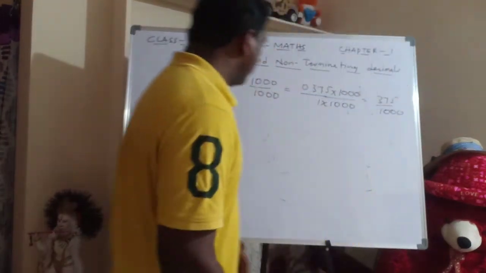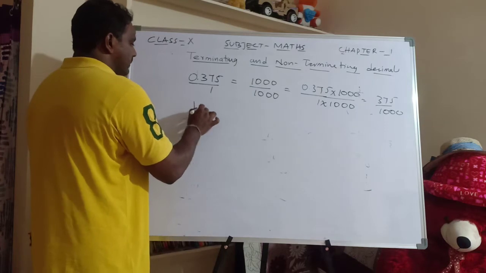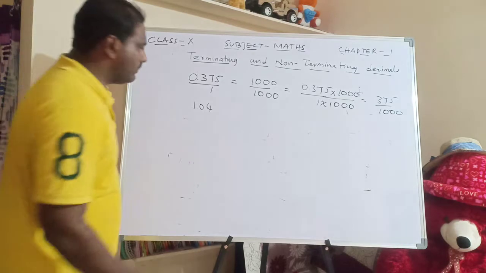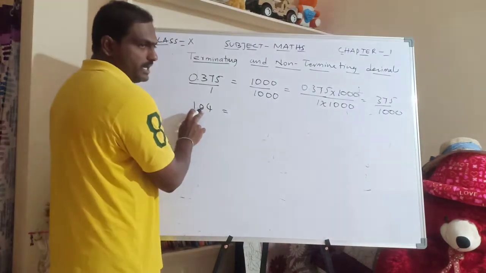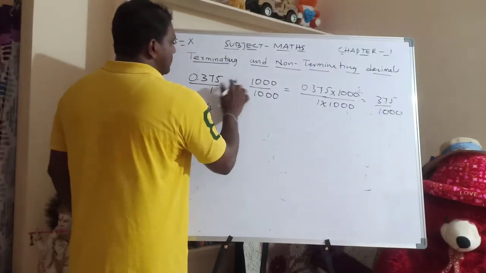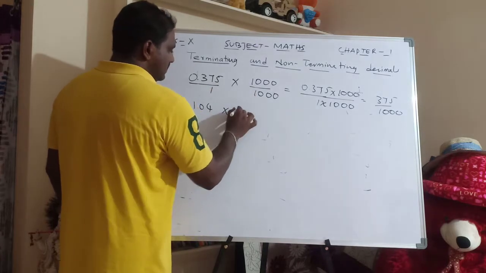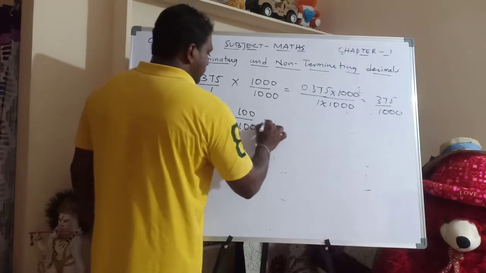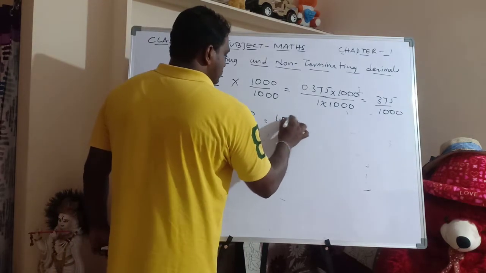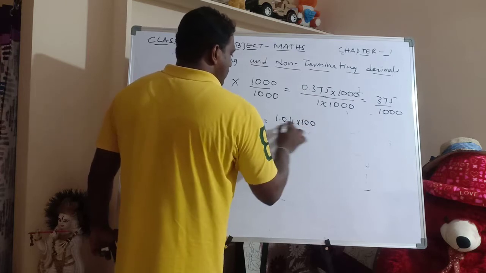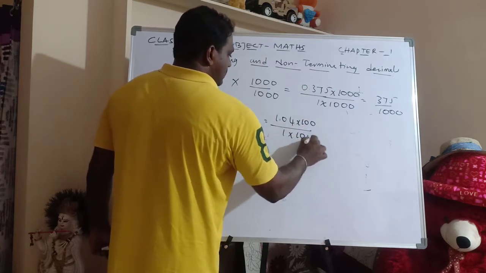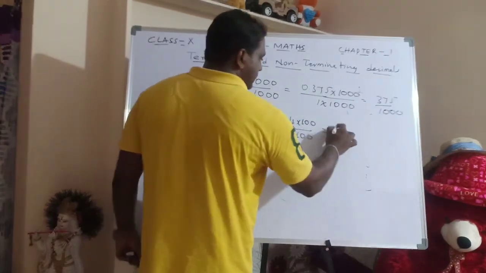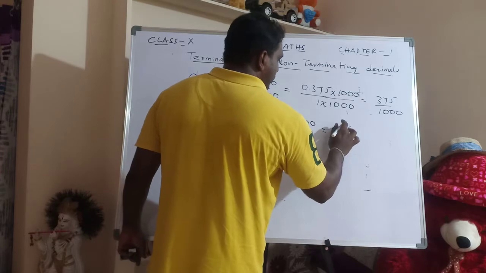Right? Next I will go for one more example: 1.04. It is a terminating decimal. Since after the point we have 2 decimal places, I should multiply and divide by 100. So 1.04 into 100 by 1 into 100. What is 1.04 into 100? After the decimal there are 2 places, so the point moves away and you get 104 by 100.